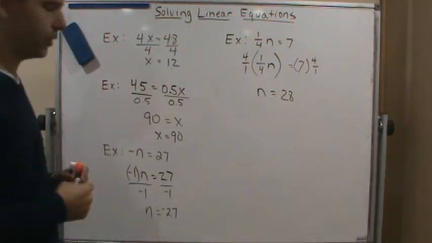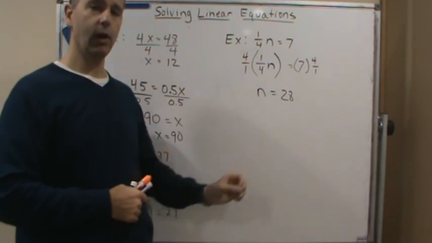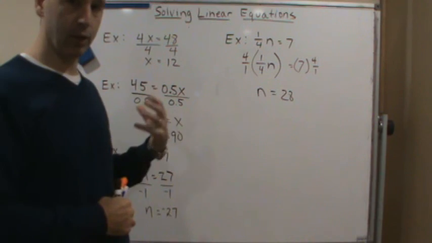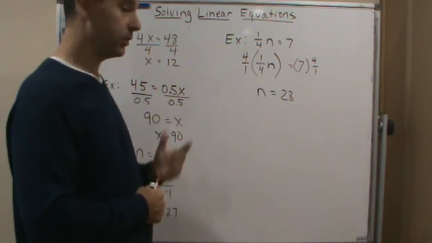Okay? So either way, remember, I can either multiply both sides by the reciprocal of the coefficient, or I can divide both sides by the coefficient of the variable term. Okay? So either way will work, as you can see.